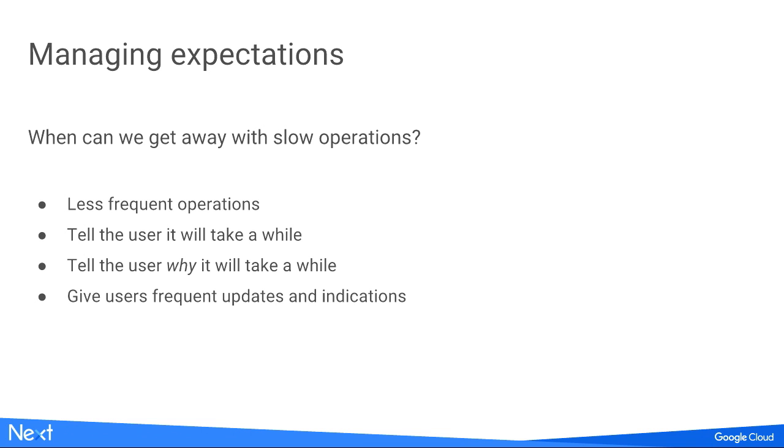We already talked about more infrequent operations. Just telling the user it's going to take a while might be good enough, and more importantly, telling them why it's going to take a while. Giving users frequent updates and indications is also really good. Tell them why it's happening and what's happening under the hood.